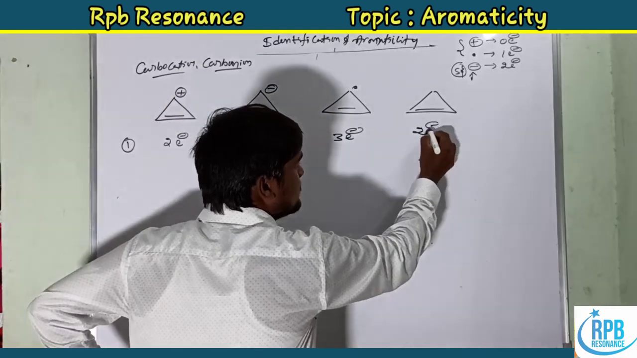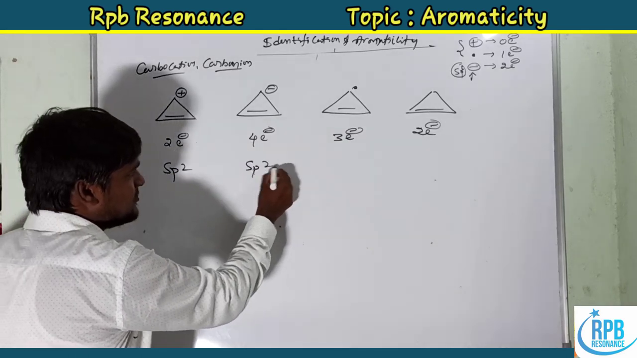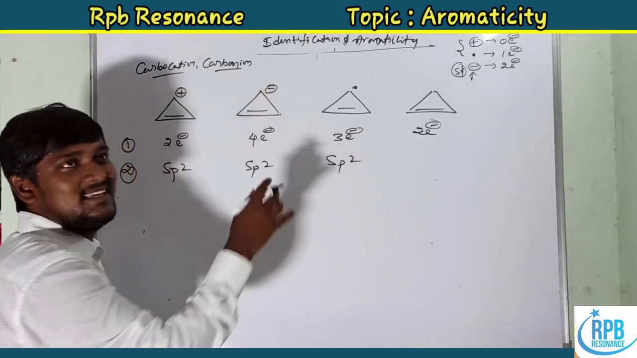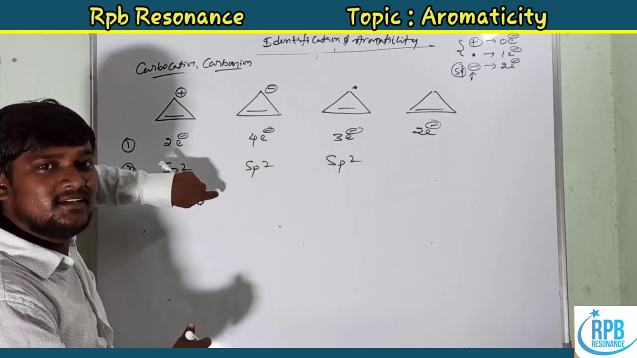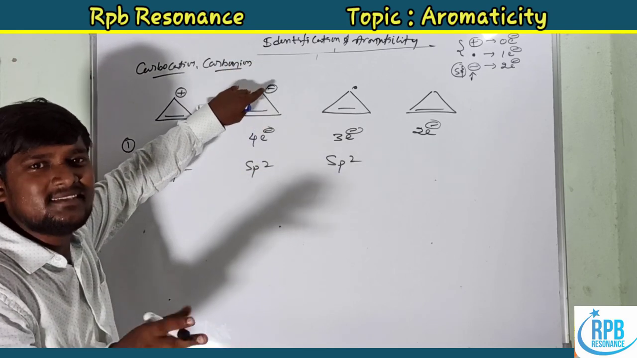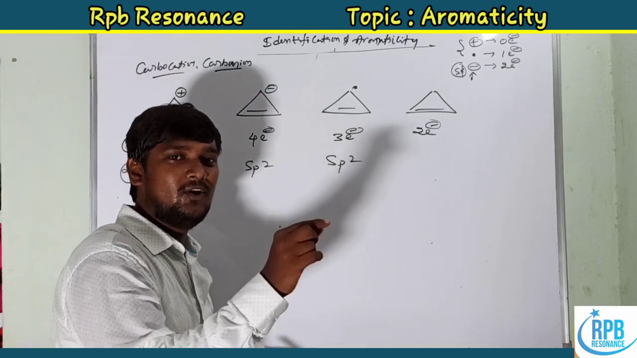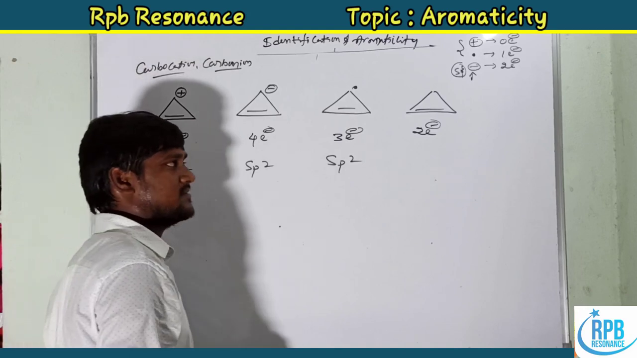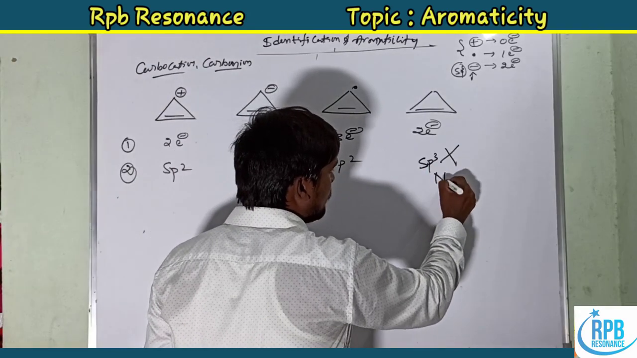Here only two electrons. Now the second case, all are sp2. Here the carbon ion is sp3, but in case of aromaticity it is considered to be sp2. Why? Because it participates in the delocalization. Here sp2 is not mandatory, delocalization is mandatory. That's why it is assumed as sp2. Now here sp3, so that's why it is non-aromatic.